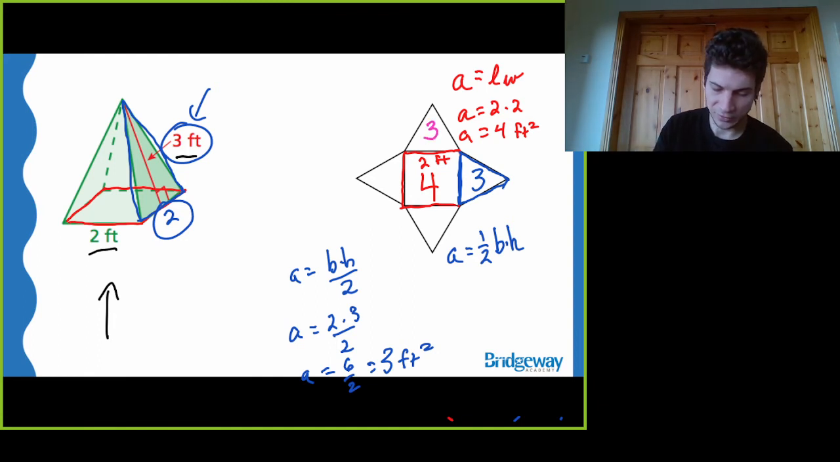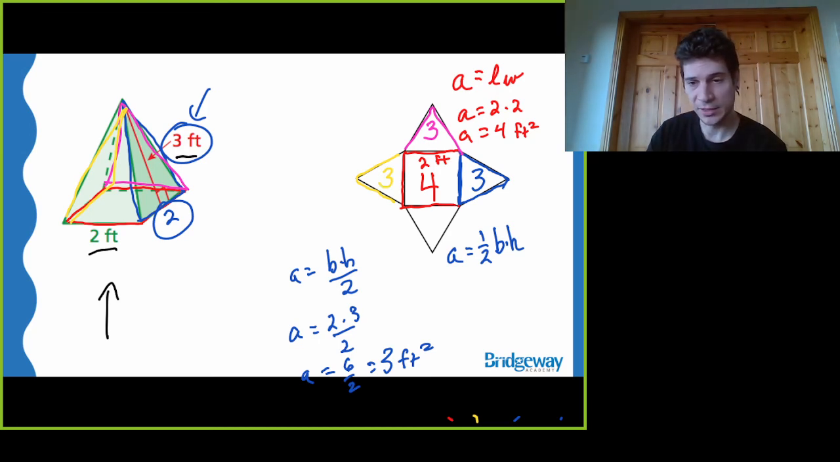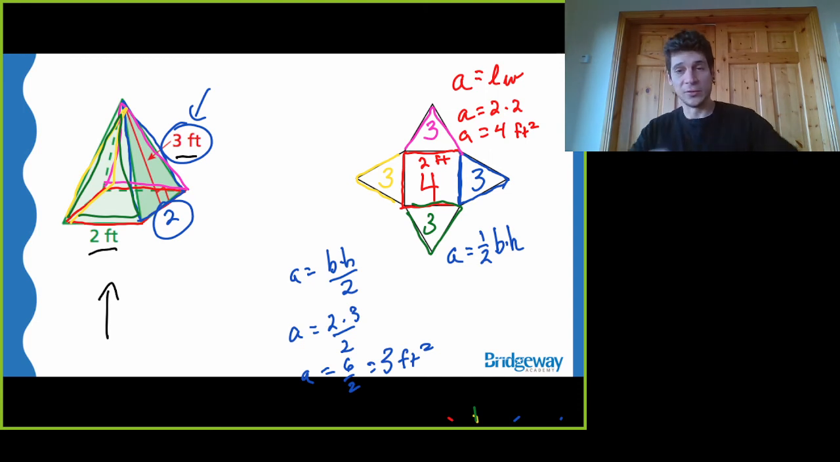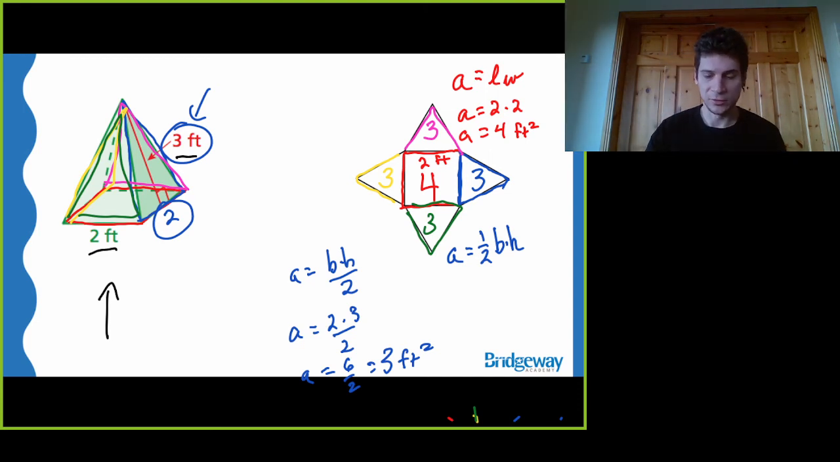So this top triangle has an area of 3 square feet. If we came to this triangle on the other side, that also has an area of 3 square feet. And, wait for it, you guessed it, that last triangle also has an area of 3 square feet. So to get the surface area of the entire pyramid, let's write down here.